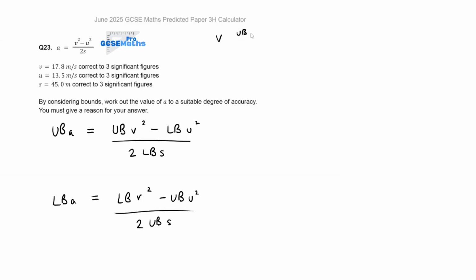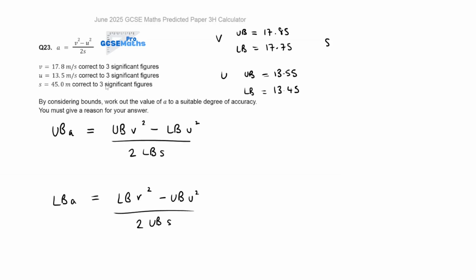So v, the upper bound. This one's fairly straightforward, 17.85. Lower bound, 17.75. U, very much the same, 13.55, and then lower bound, 13.45.